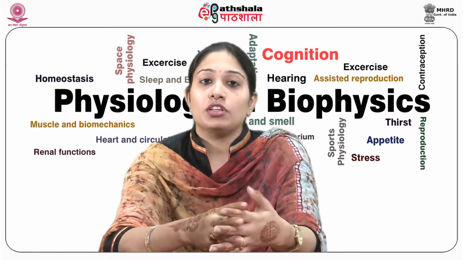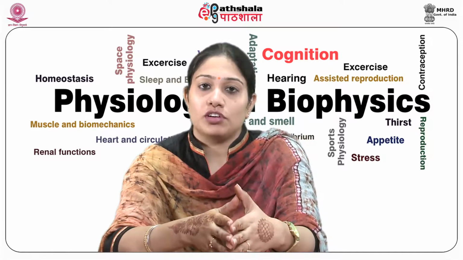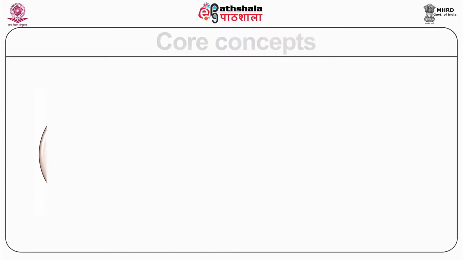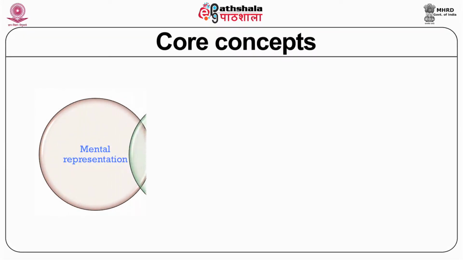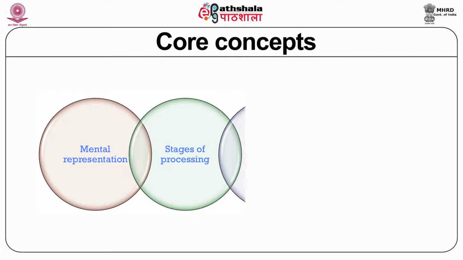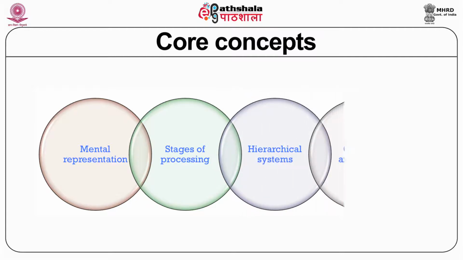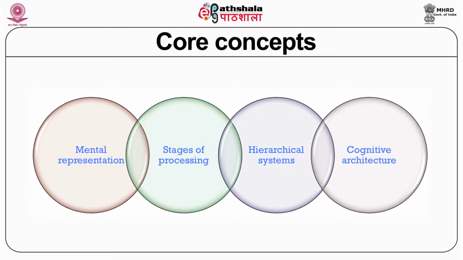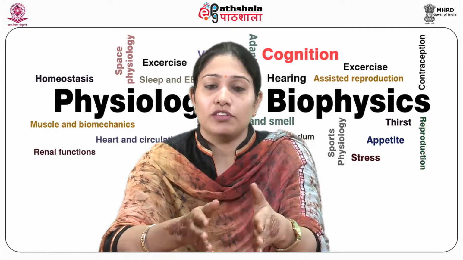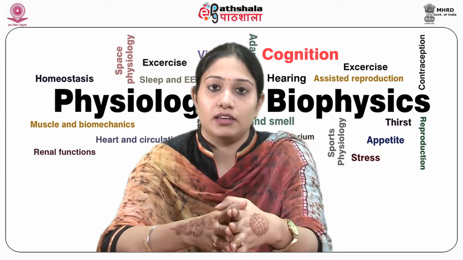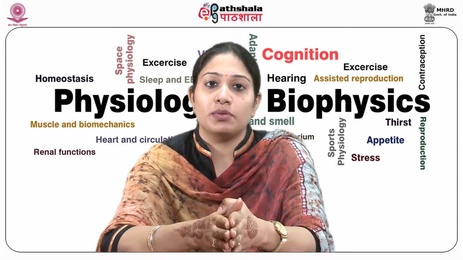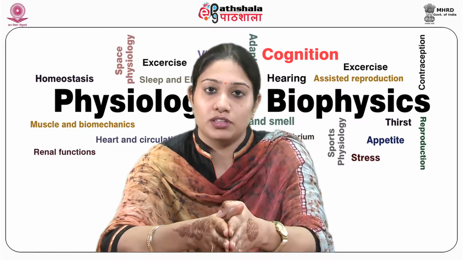Now, if we talk about the core concepts in cognitive neurophysiology, these can be addressed in 4 parts: A. Mental representation, B. The stages of processing, C. The hierarchical systems, and D. The cognitive architecture. We will be dealing with each of these topics subsequently. So, what is mental representation? It is an unobservable internal code of information.